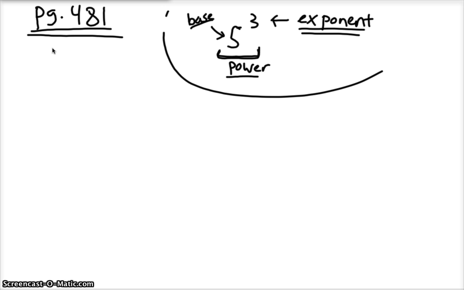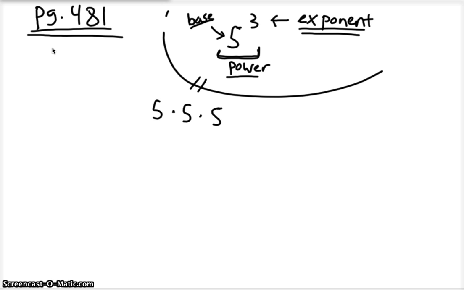So we would say it's 5 to the power of 3, where the base is 5 and the exponent is 3. Just a reminder, it means 5 times 5 times 5. We're multiplying 5 by itself 3 times. So if we're going to write it out, that's what this equals.